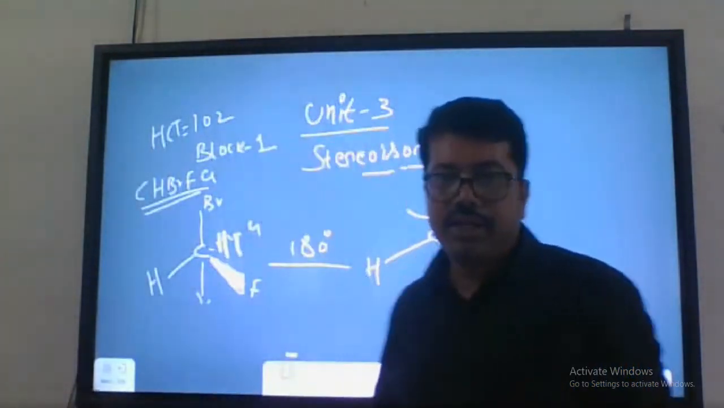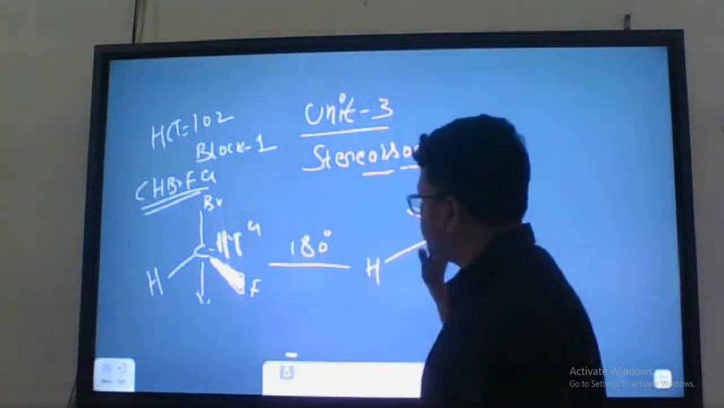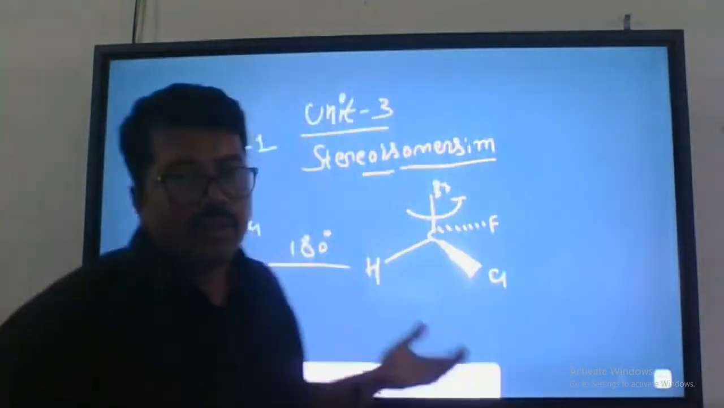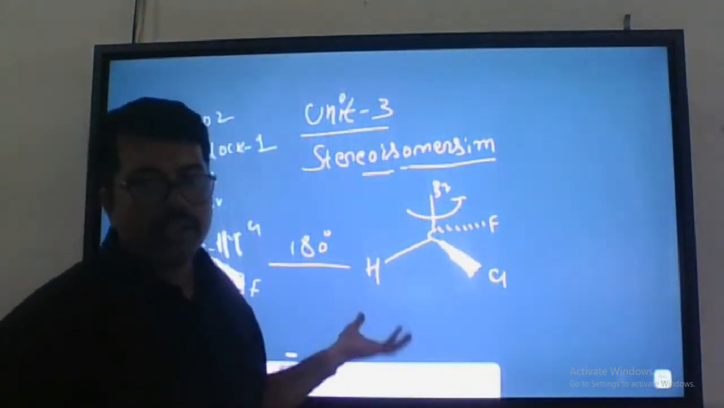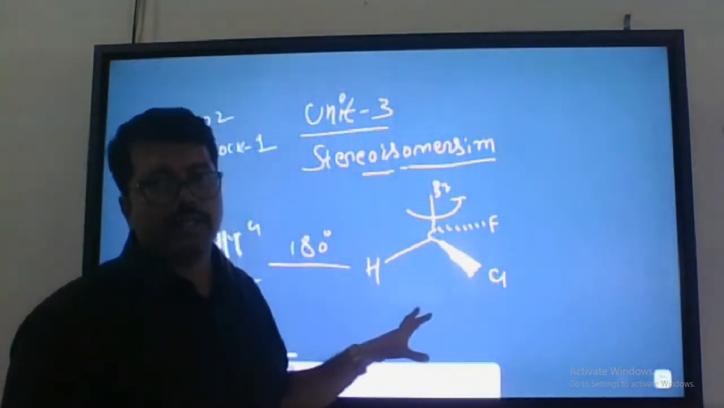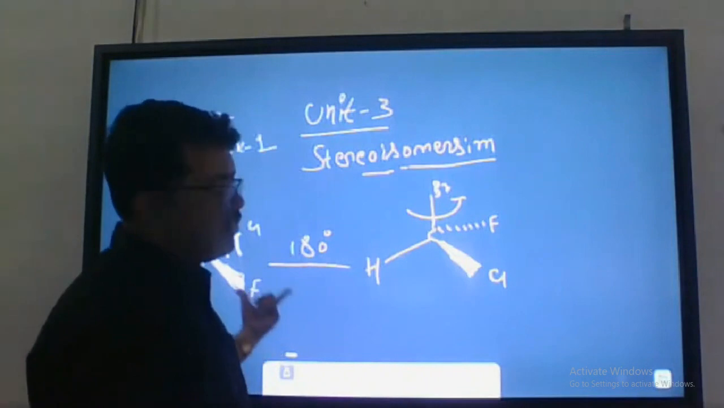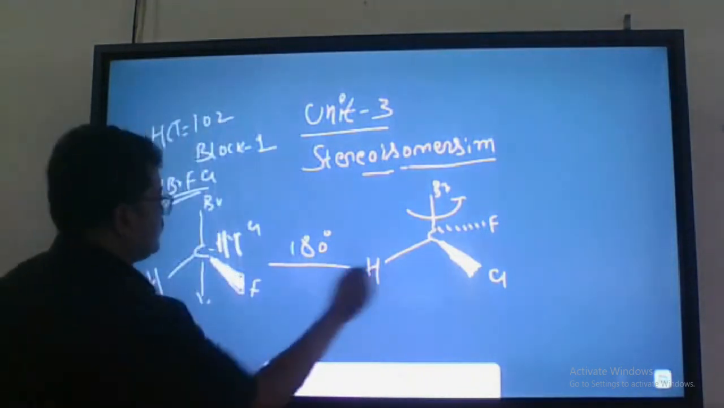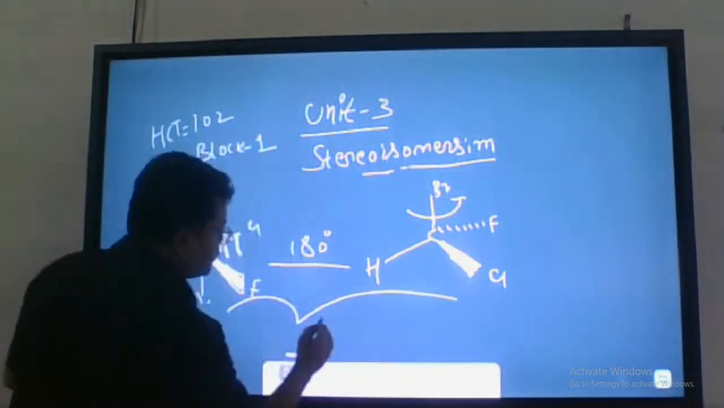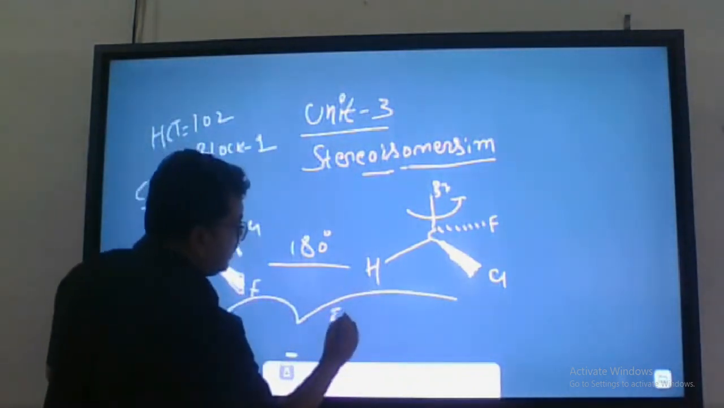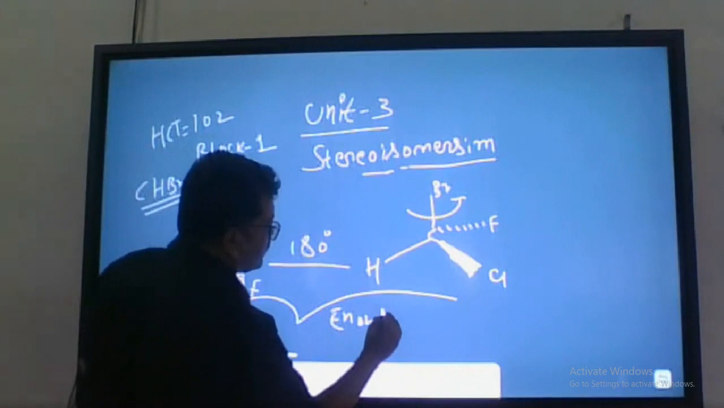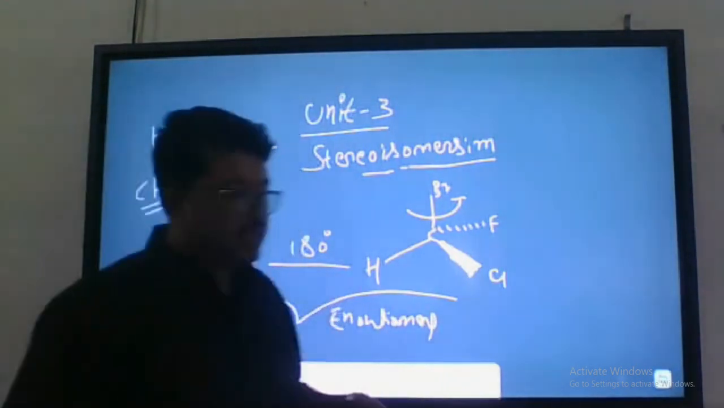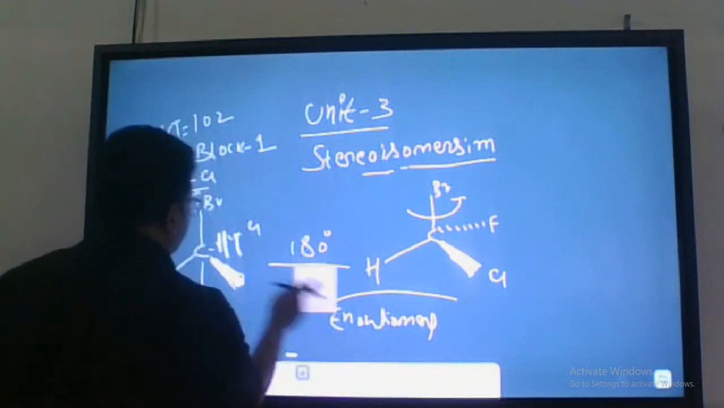So these structures are different because they cannot superimpose on each other. These two isomers, these two molecules, are called enantiomers. So these two are enantiomers. So enantiomers is a correct definition.